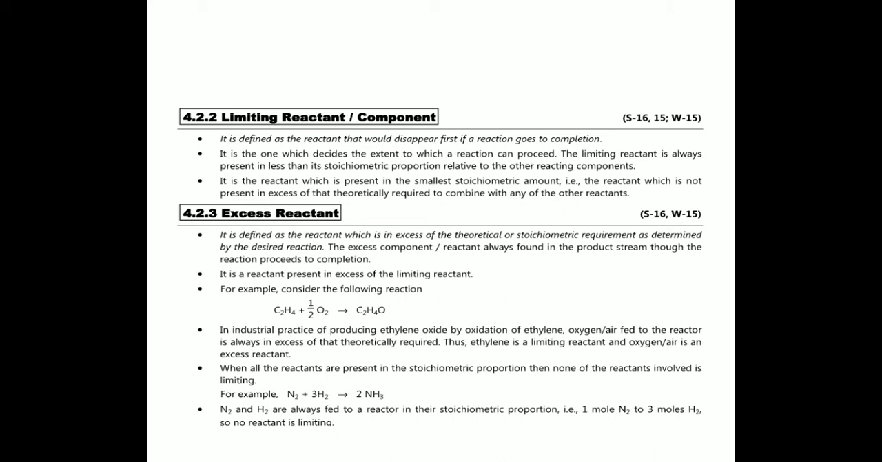Now see the limiting reactant or component. It is defined as the reactant that would disappear first if the reaction goes to completion. It is the one which decides the extent of reaction. The limiting reactant is always present in less than the stoichiometric proportion relative to the other reactant. It is the reactant present in the smallest stoichiometric amount, that is, the reactant which is not present in excess of that theoretically required to combine with any other reactants.